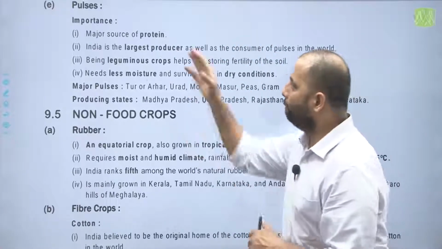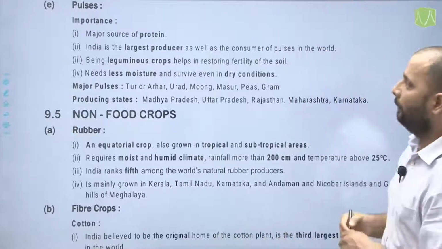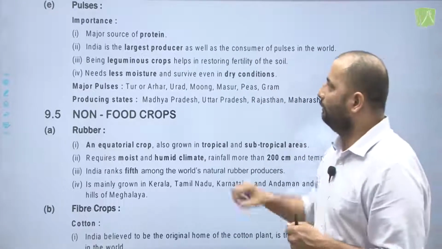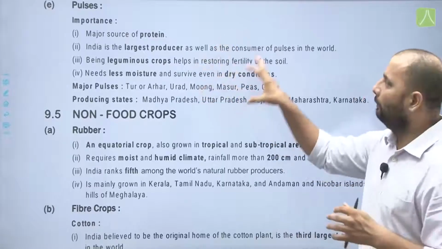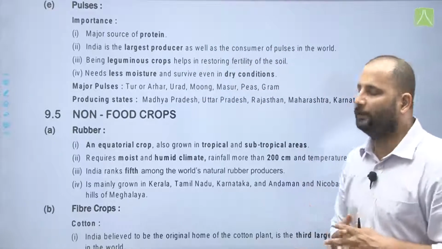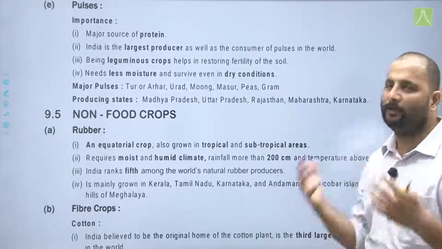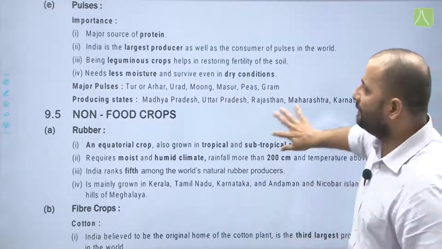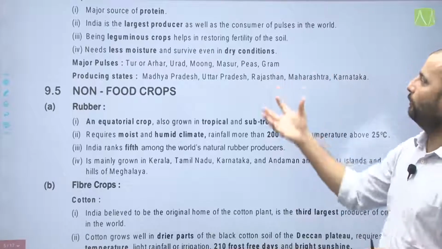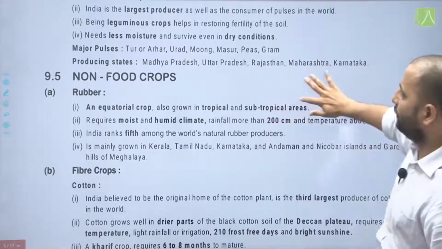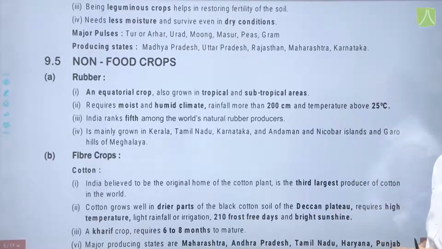So, pulses' importance: they are a major source of protein. India is the largest producer as well as consumer of pulses in the world. Being a leguminous crop, they help in restoring the fertility of the soil, need less moisture and survive even in dry conditions. Major pulses are tur or arhar, urad, moong, masoor. Producing states are Madhya Pradesh, Uttar Pradesh, Rajasthan, Maharashtra, Karnataka.